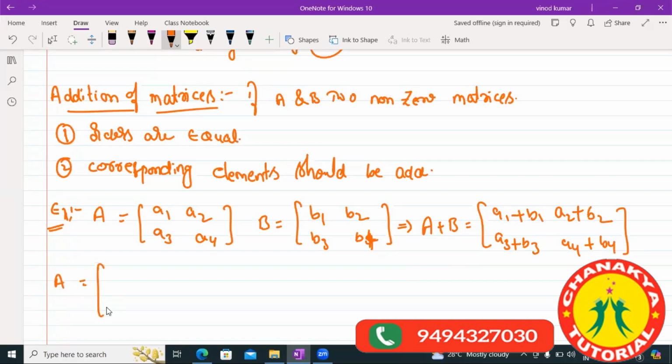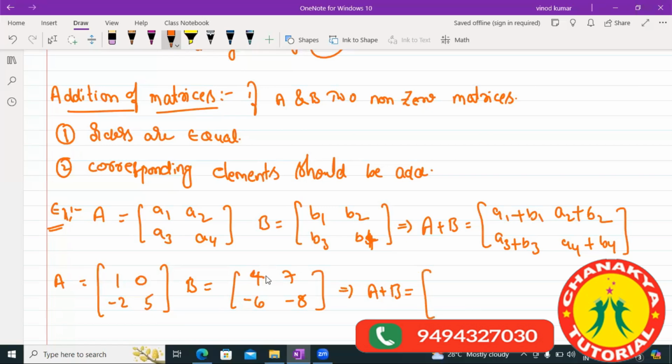And A equals 1, 0, minus 2, 5, and B equals 4, 7, minus 6, minus 8. Then we write A plus B: 1 plus 4, next 0 plus 7, next minus 2 minus 6, next 5 minus 8. We get 5, 7, minus 8, minus 3. In this way, we take the addition of two matrices. I hope you understand. In the same way, subtraction A minus B we will also take.